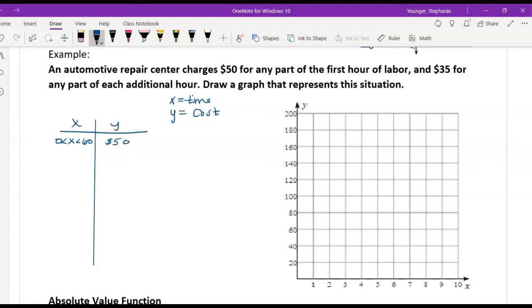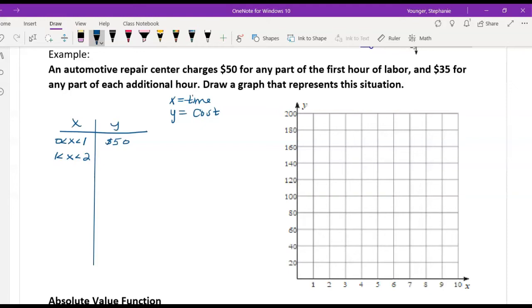All right. But then I get into that next hour. So instead of going by minutes, let's actually go by hours. So between hour 0 and hour 1, it's $50. So what happens after we pass that 1 hour mark? How much does it cost between the first and second hour?